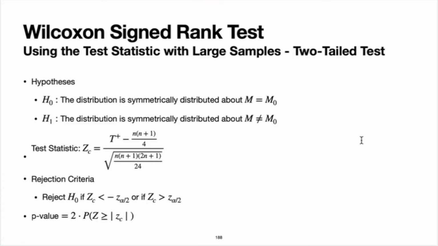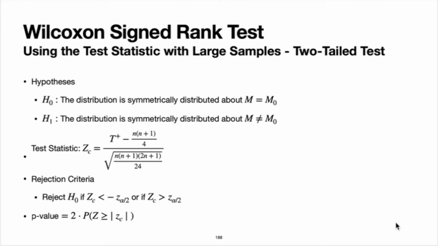And then finally, the approximate two-tailed test. We again calculate the test statistic in exactly the same way, but now we're going to reject the null hypothesis if zcalc is either small or really big. So we reject if zcalc is less than negative z sub alpha over 2, or if it's greater than positive z sub alpha over 2. And then to calculate the p-value, that will be equal to twice the probability that the standard normal random variable is greater than or equal to the absolute value of the observed value of our test statistic.